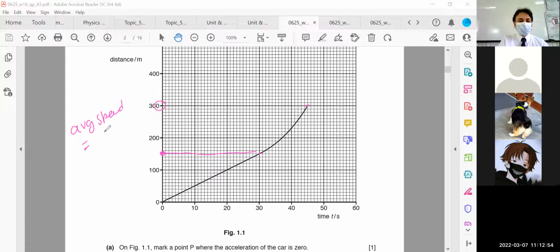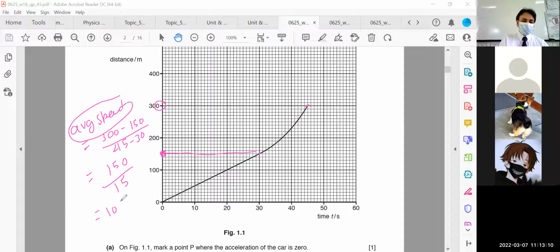So here 300 minus this much is how much? 150, and the time interval 45 minus 30. 150 divided by 15 is how much? 10. So 10 meters per second, that is the answer. Jarvis, 10 meters per second. Next one.